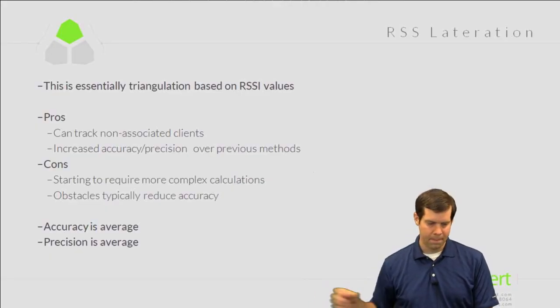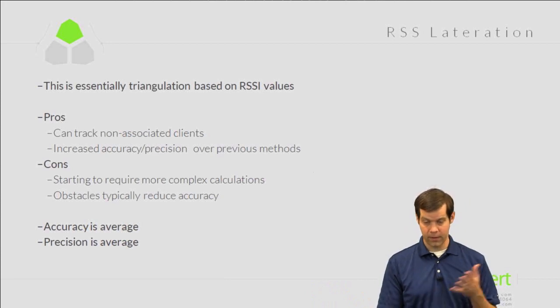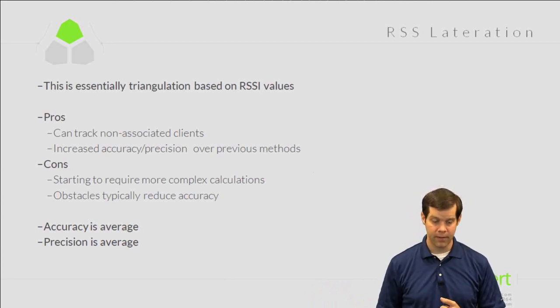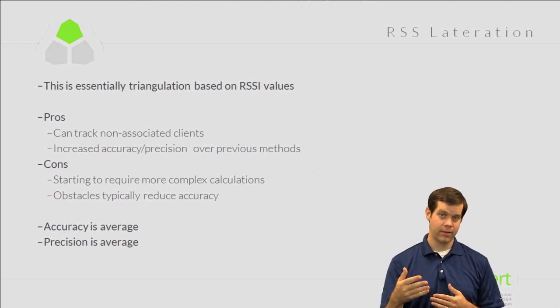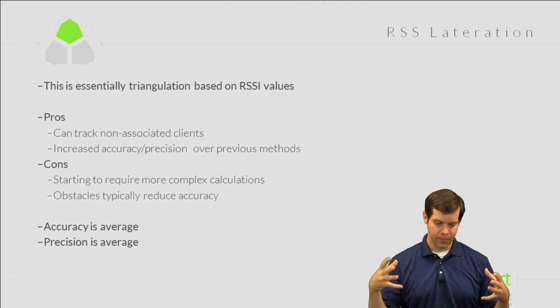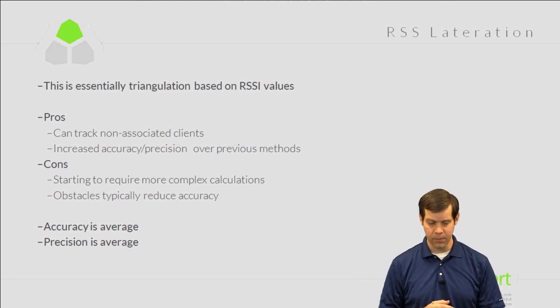So the pros here, again, like the last one, we can track non-associated clients. And we do generally have an increased both accuracy and precision based off of cell of origin or modified cell of origin methods that we've talked about before. Cons, now we're starting to get into more complex calculations. So it's not just looking at one RSSI value, it's trying to determine distance based off of RSSI and calculate that across multiple APs to zero in on a single point.